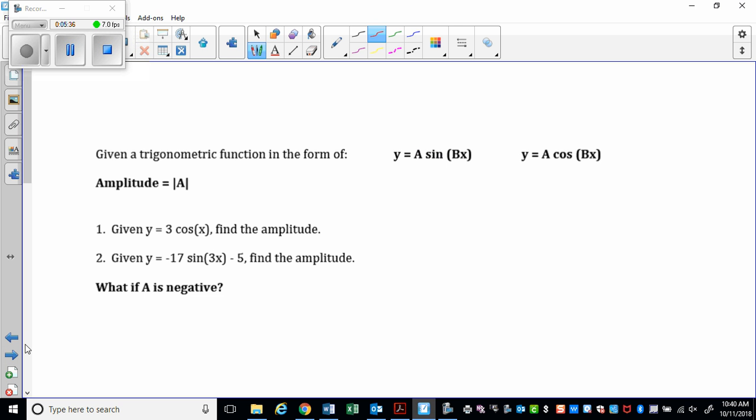Alrighty, let's look at this. I'm just going to define it for you. So I think on your paper it has a big capital A. Amplitude is the absolute value of A. Okay?